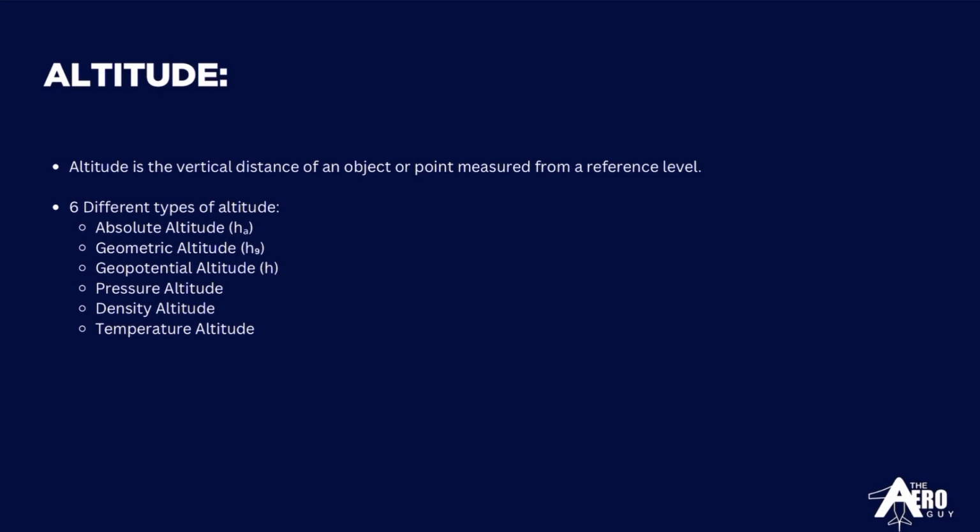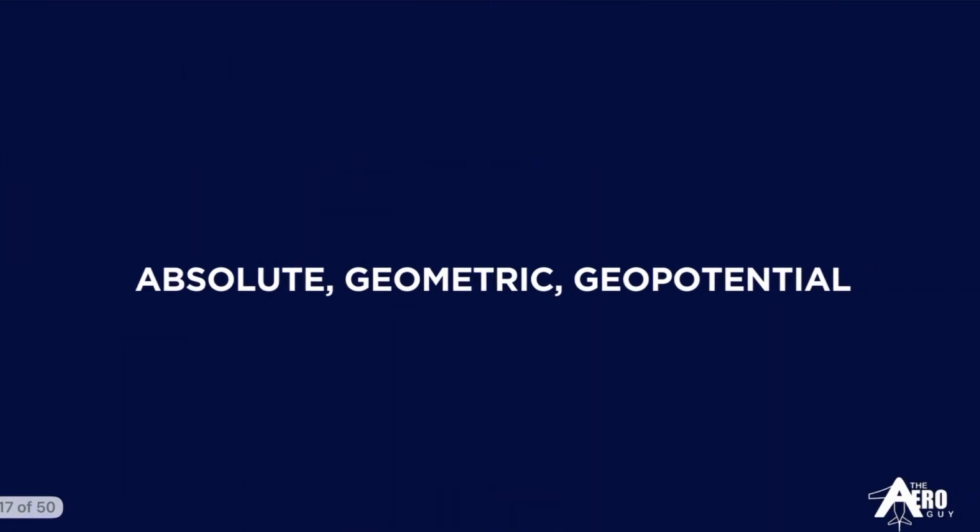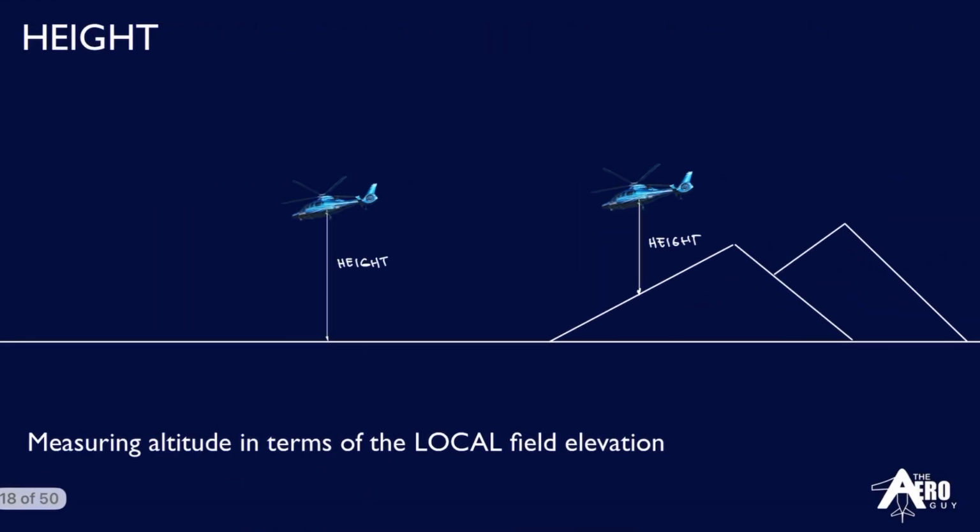Let's begin by understanding the 3 major types of altitude. We have your absolute, geometric, and geopotential altitude. Let's talk about height. Imagine yourself flying inside this helicopter, carrying with you an infinite measuring tape. You drop the measuring tape to the ground and you measure it to be at a certain height.